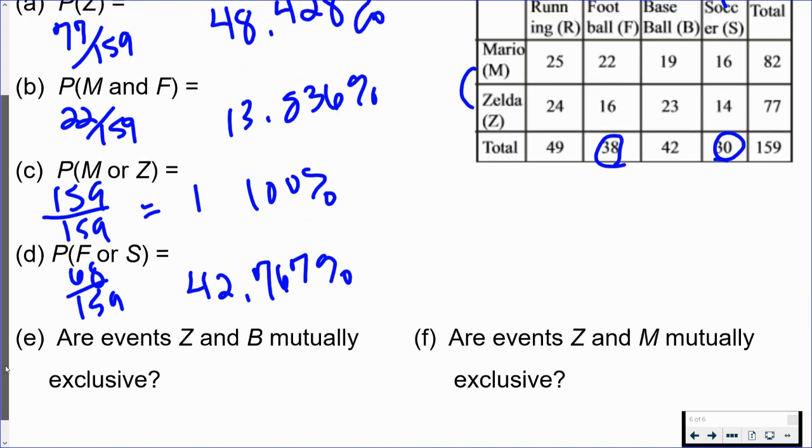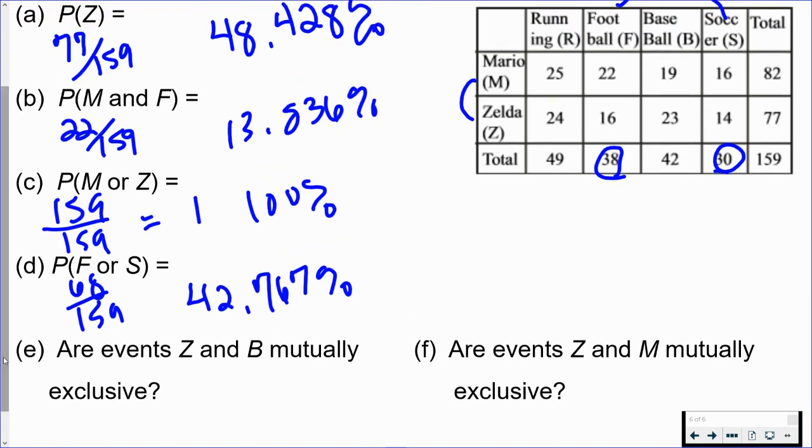Okay, now the last 2 questions are just yes or no. Are events Z and B mutually exclusive? So that's talking about Zelda and baseball. Okay, so let's take a look. Z is here, B is here. They have an intersection on the table, right? 23 people picked both of those. So no, they are not mutually exclusive, because there is an and. The and is 23 out of the 159.